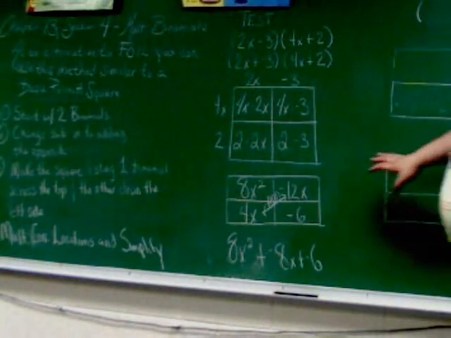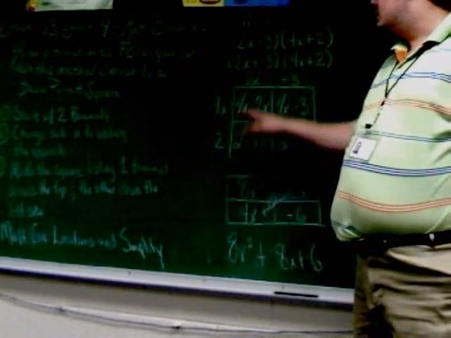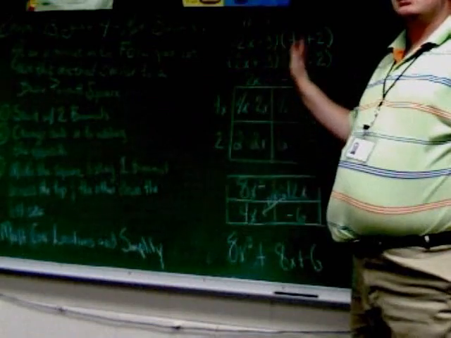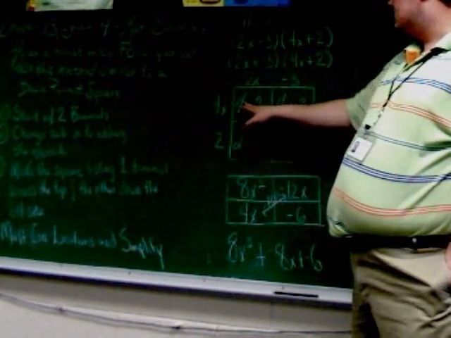Now, I did a second box. Not always would you do a second box. Sometimes they just make this half the box and put the other answer in the other half. I just do 2 because it's easier. So this box here, 4x times 2x.